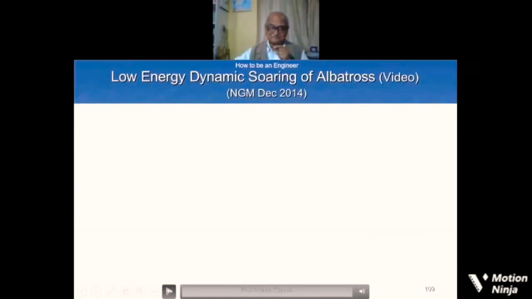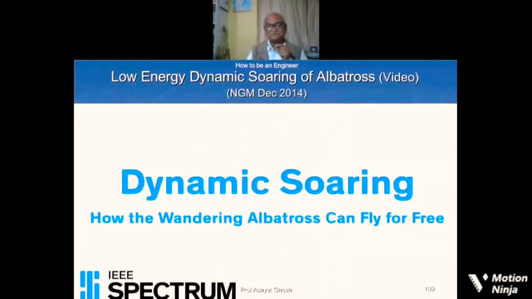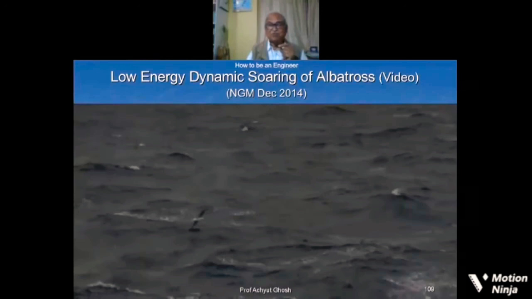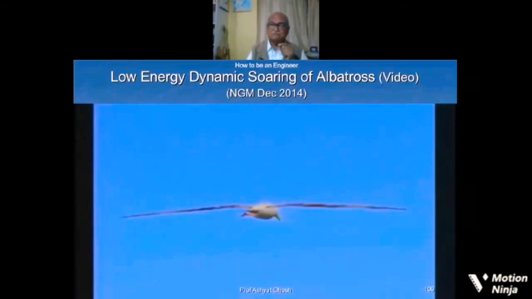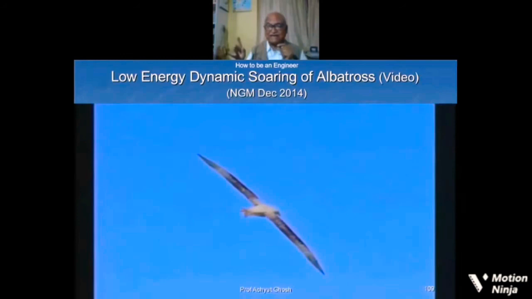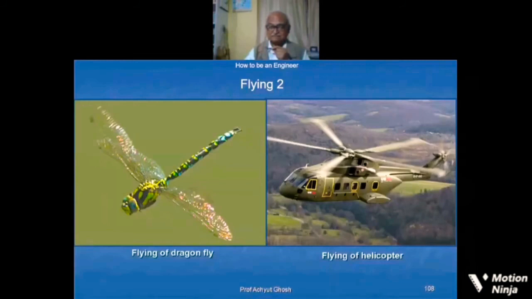You will see something very interesting. The dynamics of soaring. This albatross, for 10 days, it can go on moving, flying, taking its food from the sea without landing ever. For 10 days, how could it be done? Where is the energy balance?